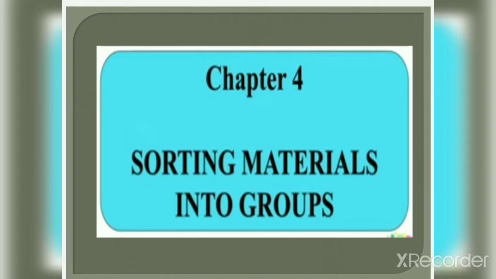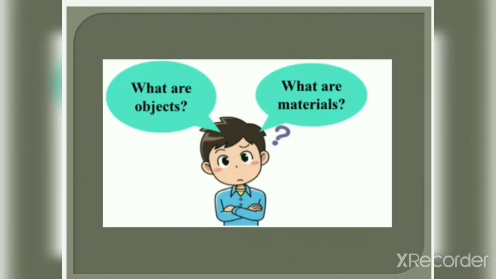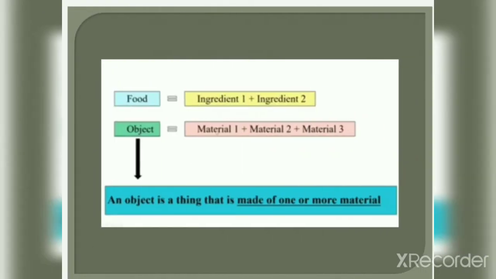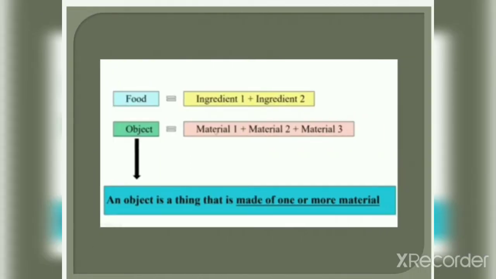Let's start the chapter. Before moving forward, it's very important to understand what objects are, what materials are, and how they are different from one another. We have already studied in chapter 1 that food is made up of one or more ingredients. In a similar manner, an object is made of one or more materials.